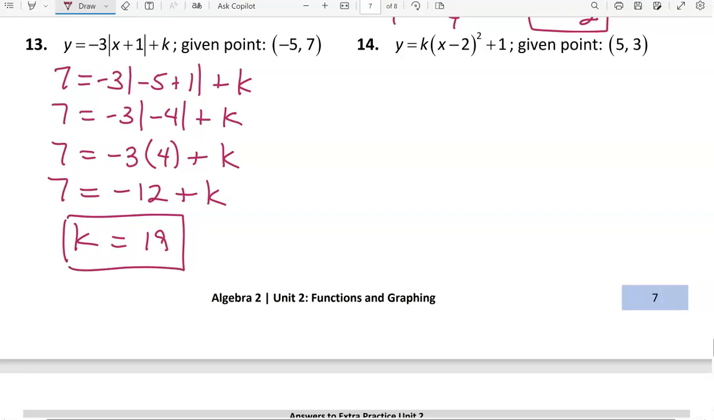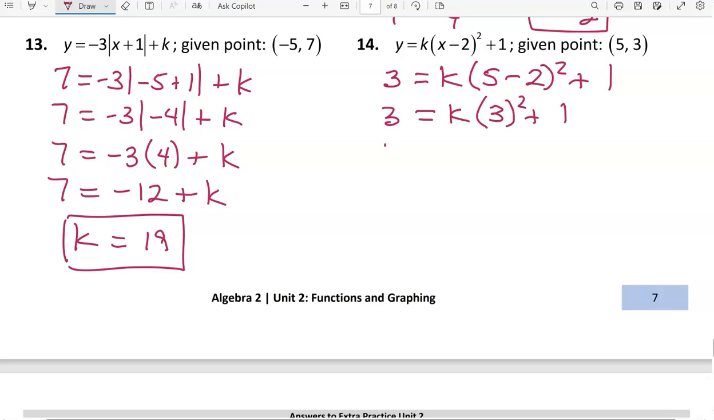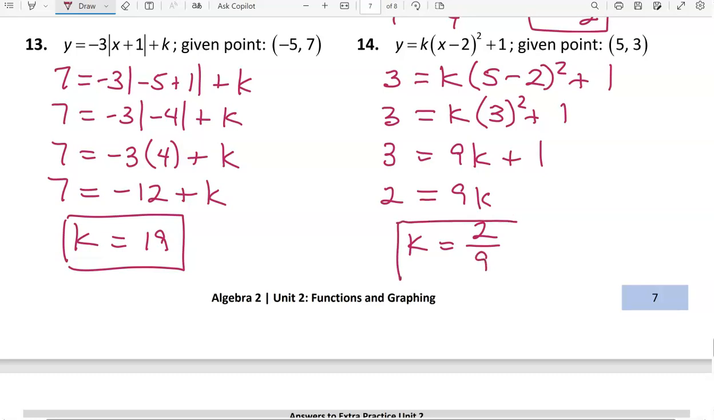For the last one, 3 is our y value, and 5 is the x value. So 3 is equal to k times 3 squared plus 1. 3 squared is 9, so now we have 9k plus 1. Subtract 1 from both sides. Divide by 9, and k is equal to 2/9. That wraps it up.